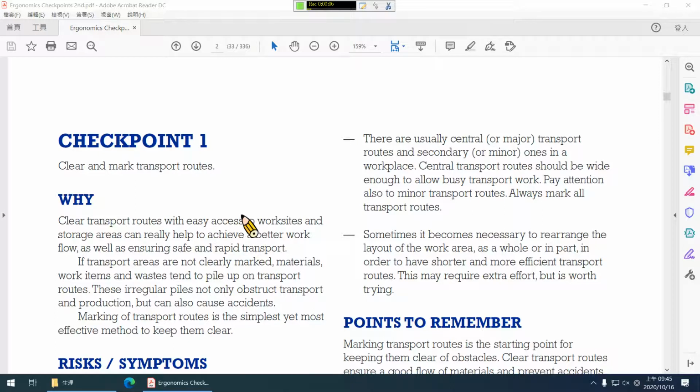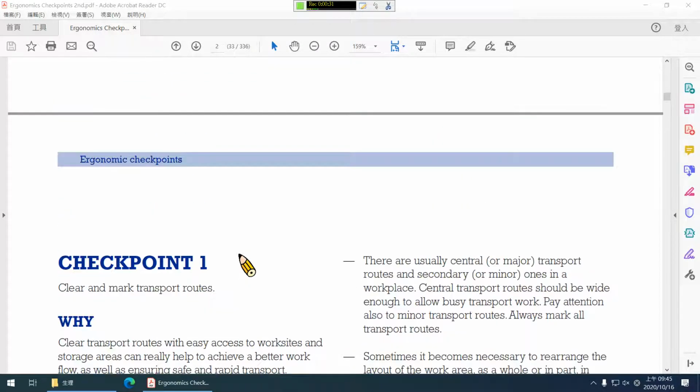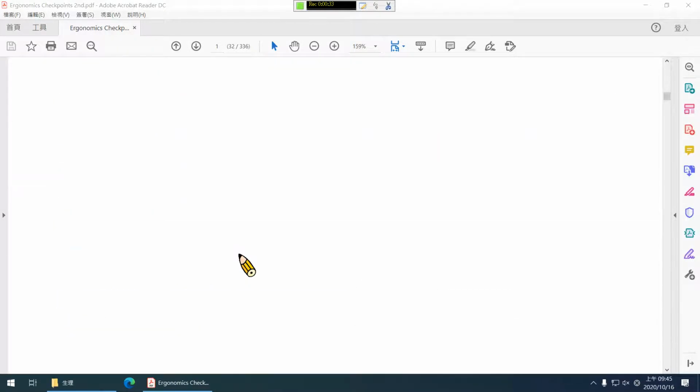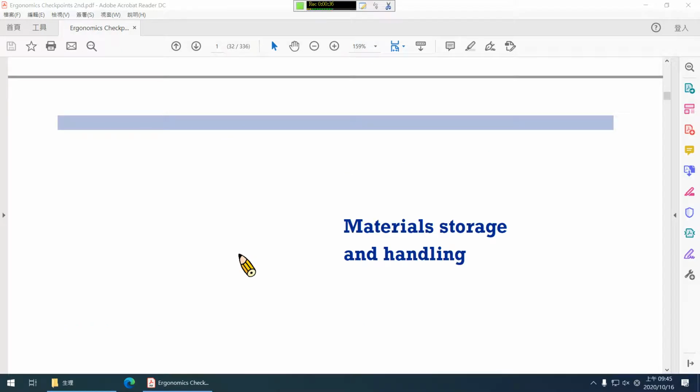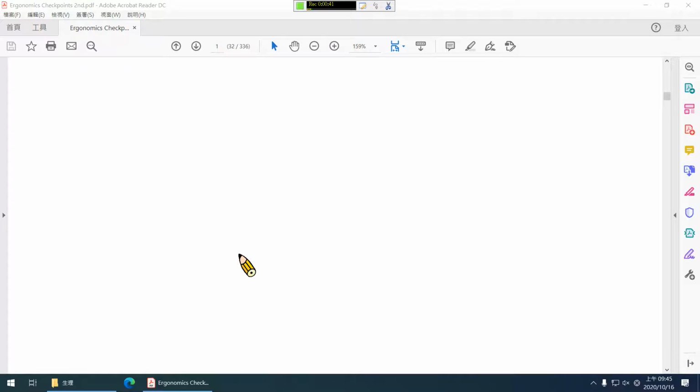I'm just gonna give you a brief walkthrough of this checkpoint. Since this is called an ergonomics checklist or checkpoint, we have to understand its relationship with ergonomics. For example, this first part is about material storage and handling, and these are very common industrial engineering, industrial management problems.